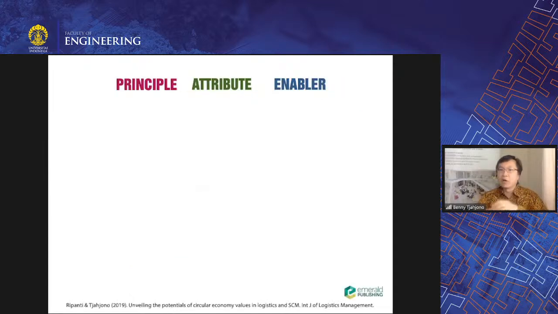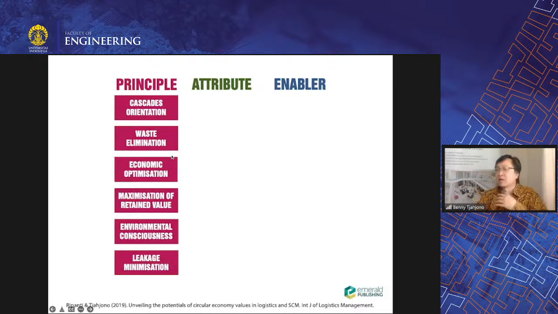Okay, so moving on. About 2019, we carried out research to enhance our understanding of the CE values, the value of CEs. Here we identified 3 different tenets or values within the CE that are critical to the success of adoption or implementation of CE. These tenets are called principles, attributes, and also enablers. Principles are all the essential activities or guiding rules that we need to follow to implement circular economy. For example, as I said before, we need to think about cascading orientation, waste elimination, economic optimization, maximizing of retained value, environmental consciousness, and also leakage minimization. These are considered the principles of circular economy, the guiding rules when we adopt circular economy.